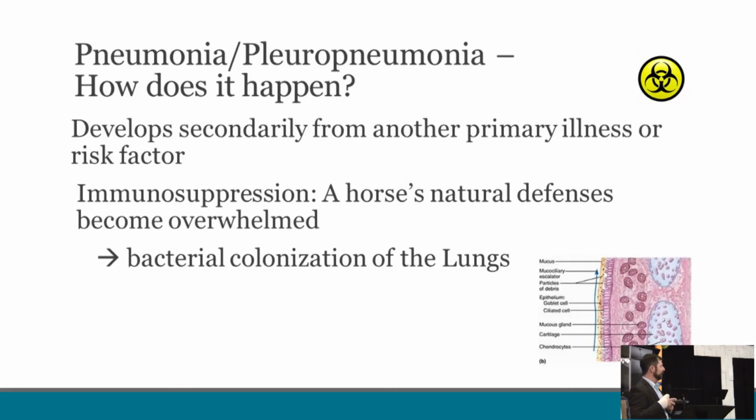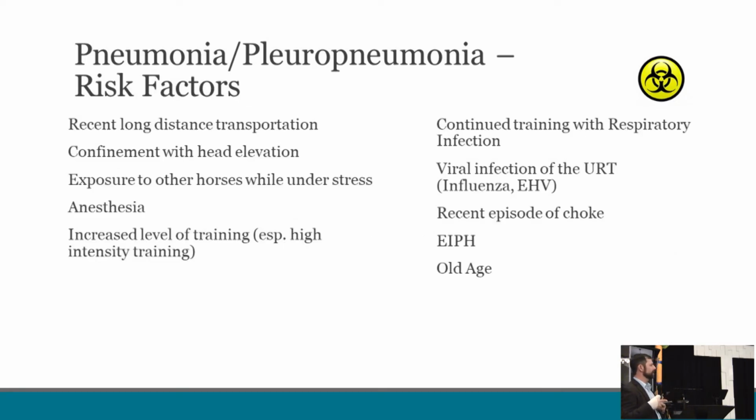So how does pneumonia develop? In almost every case, it will develop secondarily from another primary illness or a risk factor. So basically something happens that depresses the horse's immune system and their natural defenses become overwhelmed, and that results in bacterial colonization of the lungs. So basically a normal healthy horse, their lungs should be essentially sterile. There shouldn't be any bacteria there, and they have a number of different defense mechanisms to keep bacteria from getting down there, okay?